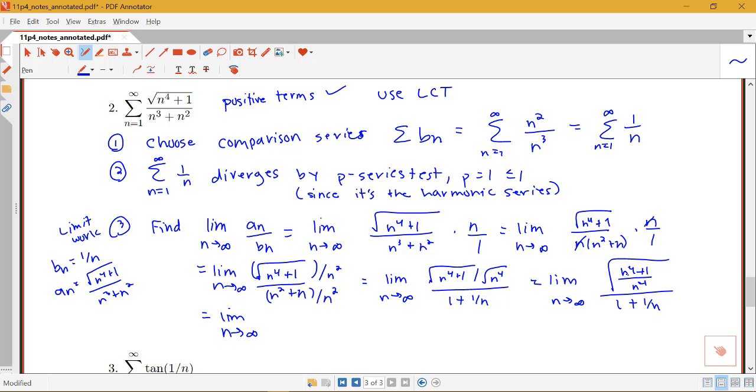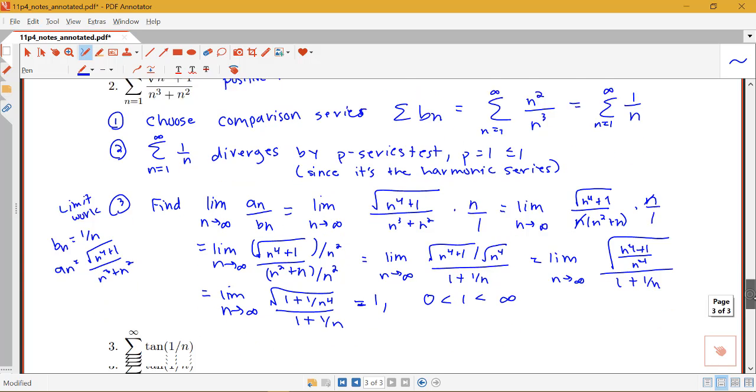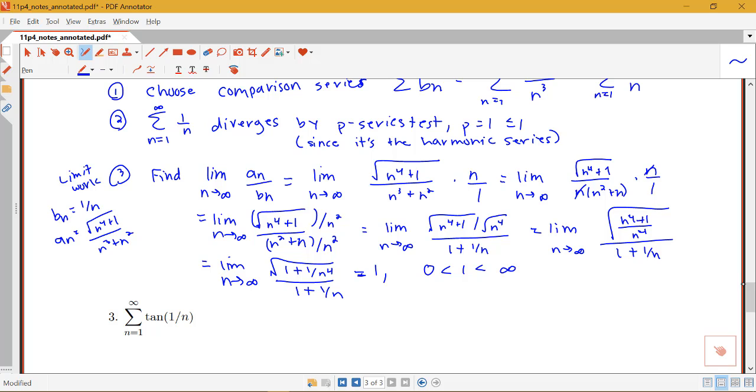When I divide my n to the fourth and my 1 each by n to the fourth, I have the square root of 1 plus 1 over n to the fourth, and then this is over 1 plus 1 over n. Okay, so we see that 1 over n to the fourth is going to 0 as n goes to infinity. 1 over n is going to 0. So this limit is going to be 1. And we notice that 1 is a positive finite value. That was one of the requirements from our limit comparison test.